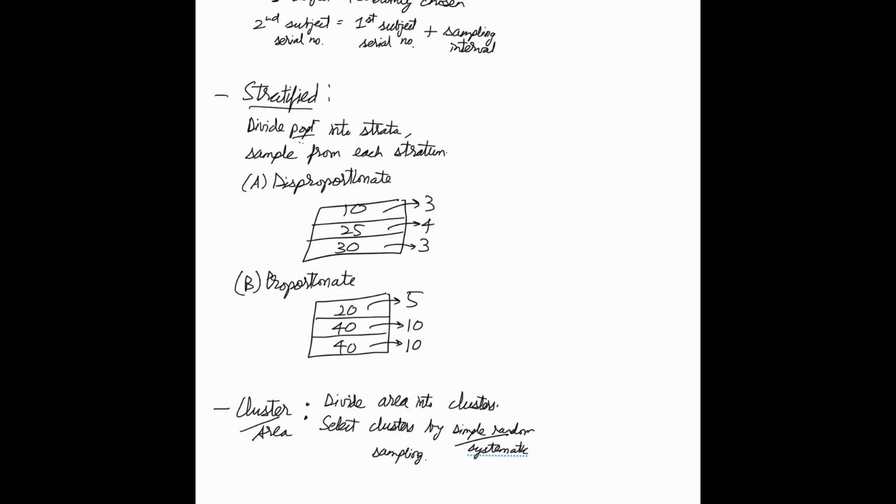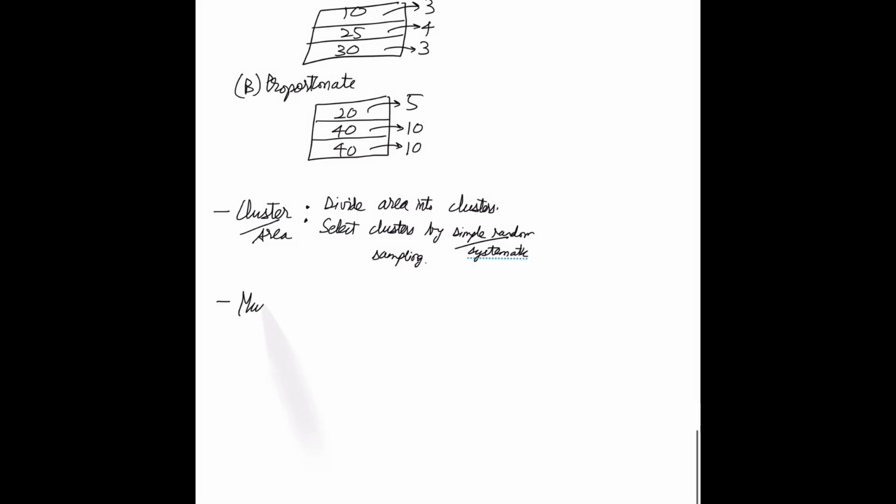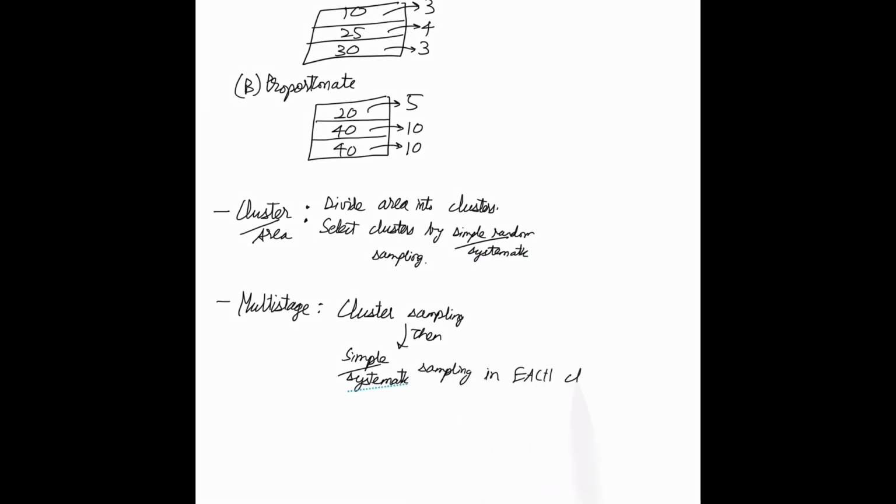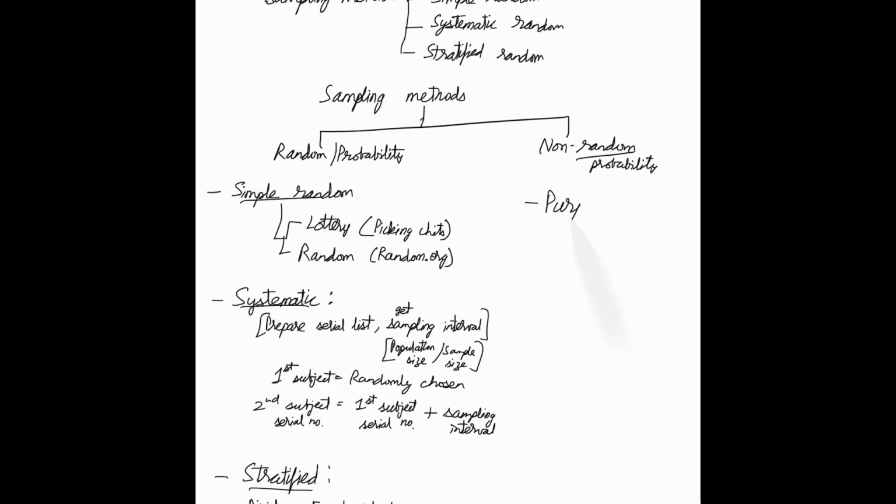Now moving on to cluster or area sampling, you basically divide the geographical area into clusters, and then the clusters for this study are selected by simple random or systematic sampling. Now in multi-stage sampling, the first step you would do is cluster sampling, and then you would subject each cluster to another round of simple or systematic sampling. Now moving on to the non-random sampling methods, you have purposive sampling, quota sampling, convenience sampling, and snowball or referral sampling.